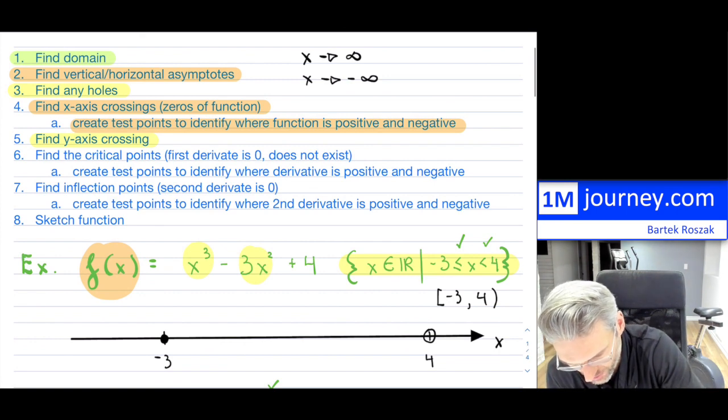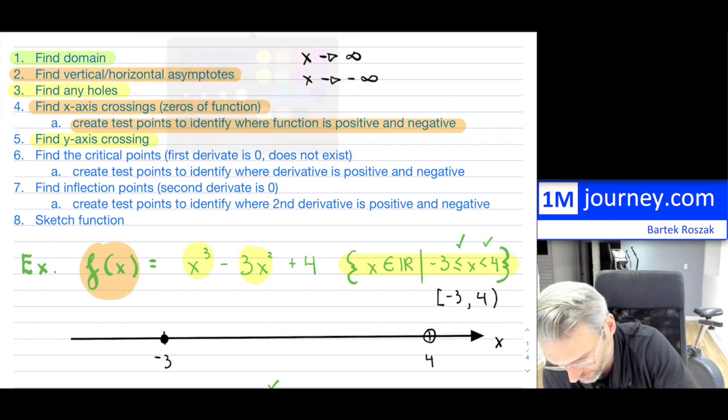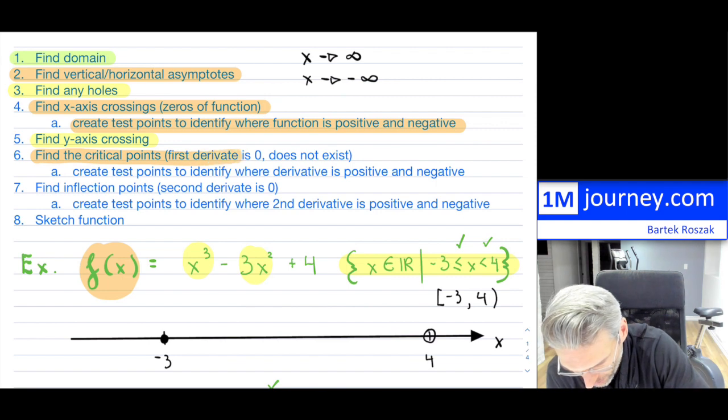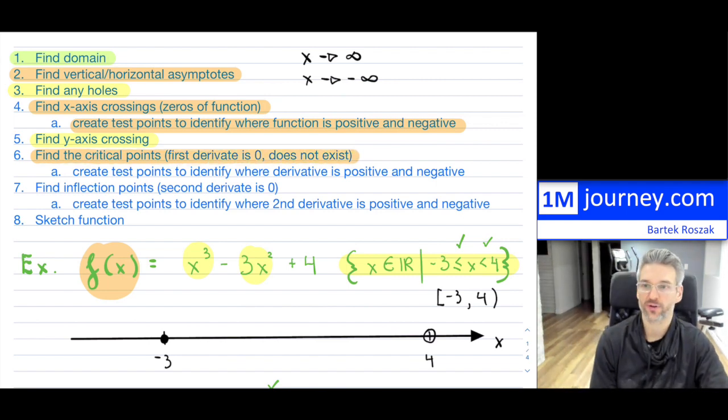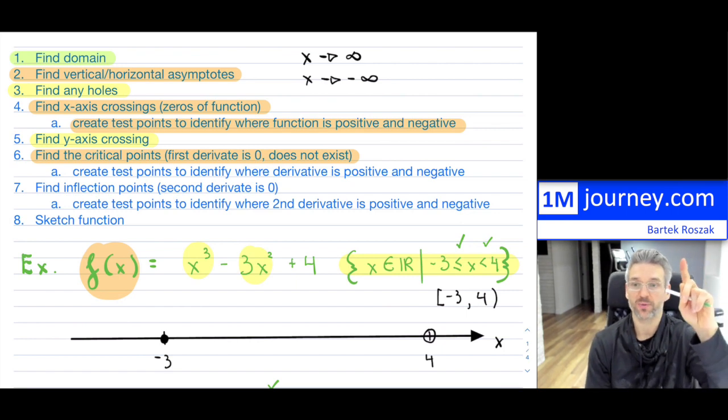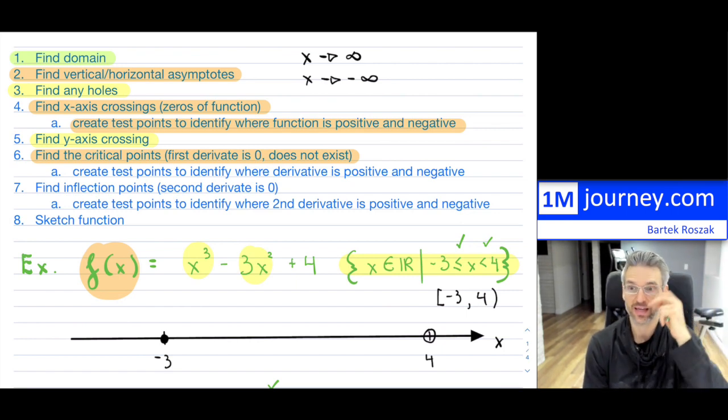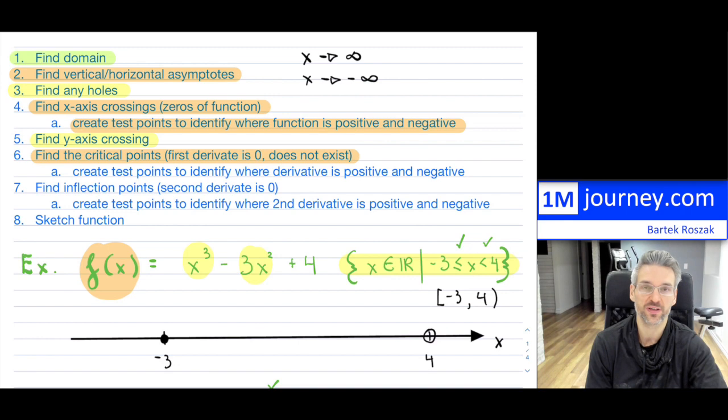So, what else do we have in this order to do? Now, find the critical points. Well, what are critical points? If you forgot about that, I'll put up a link up above there. We studied that in calculus. Critical points is where the derivative is 0 or it doesn't exist.